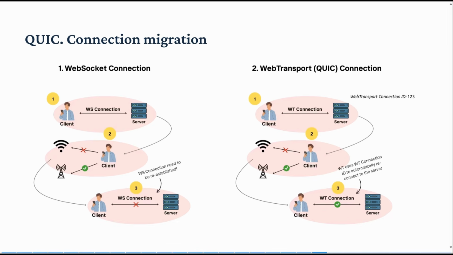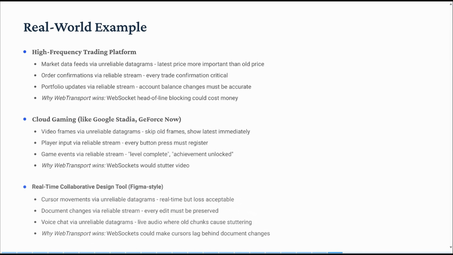Think about a video call that continues uninterrupted as you walk from your office Wi-Fi to the cellular network in the parking lot, or a game that doesn't disconnect when you switch from Wi-Fi to mobile data. Let's look at some real-world examples. High-frequency trading platforms are a perfect example.